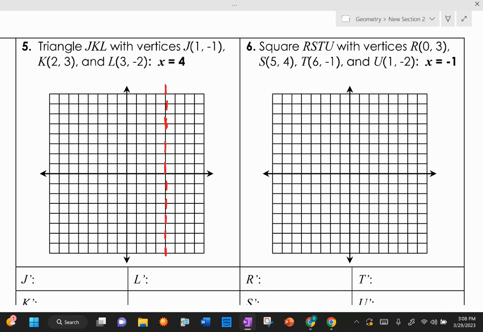All right, so after you get the originals, okay, we have 1, -1 for J. We have 2, 3 for K. We have 3, -2 for your L.